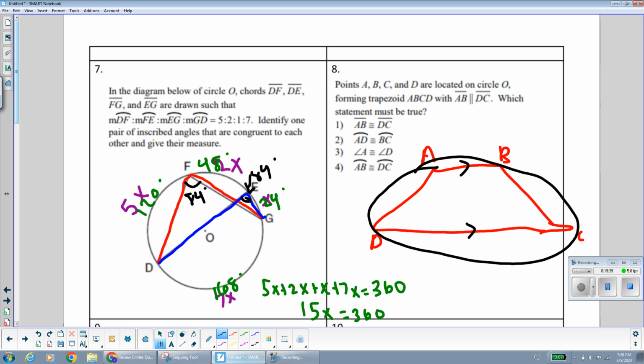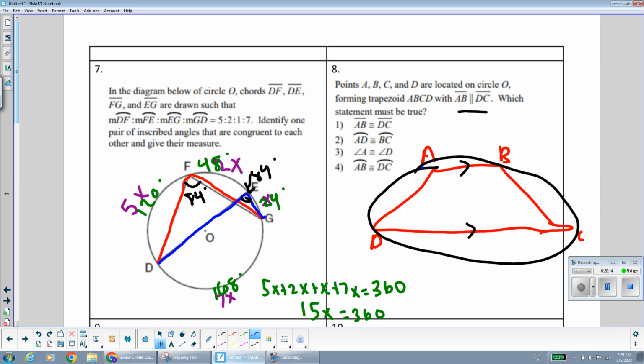Which statement must be true? A lot of people automatically were going with arc AB congruent to arc DC. That's not true. That would be true if AB and DC were congruent, because congruent chords intercept congruent arcs. But they're not congruent, they're parallel according to the givens. And our theorem for parallel chords is that the arcs they intercept in between them are going to be congruent.